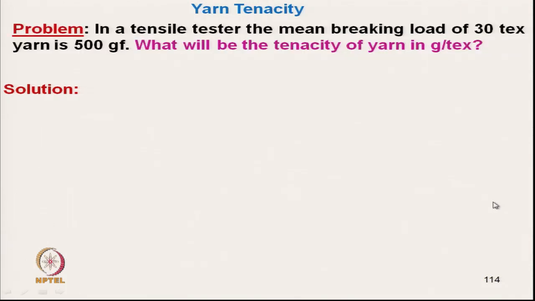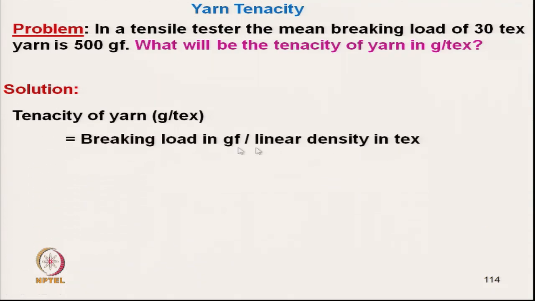Next is yarn tenacity. In a tensile tester, the mean breaking load of a 30 tex yarn is 500 gram force. What is the tenacity of the yarn? It is very simple, simply divide it. It is the breaking load in gram force by linear density in tex.